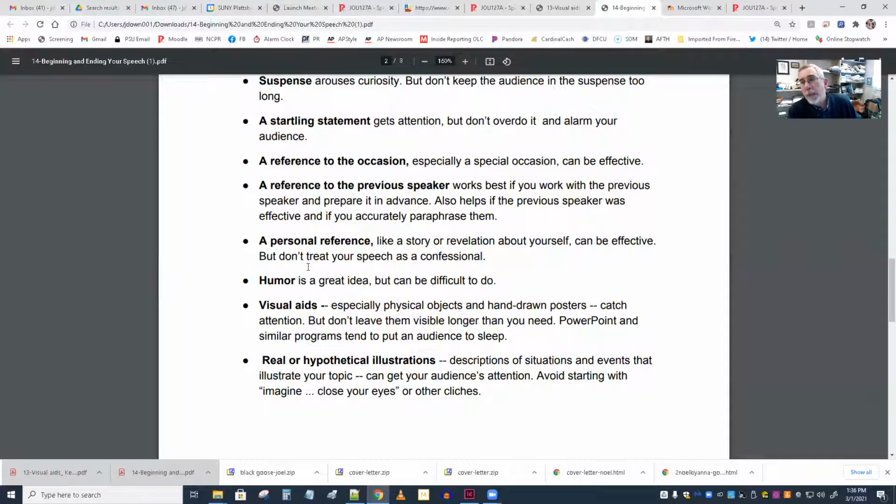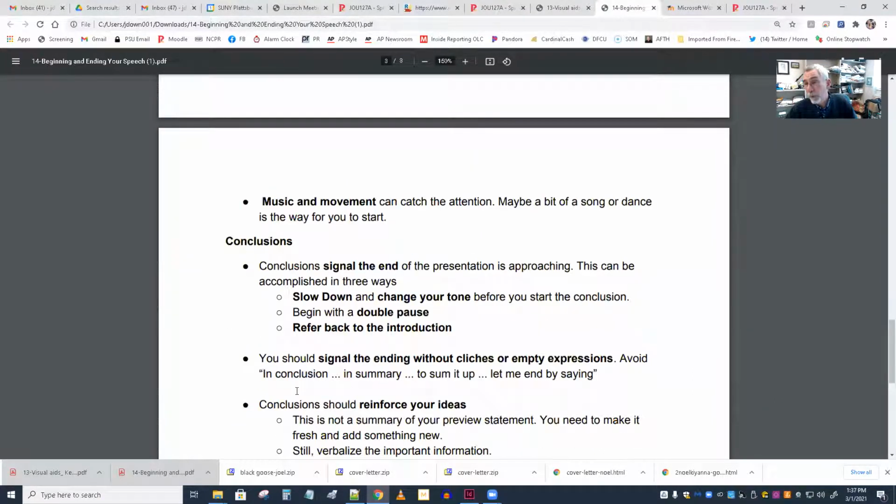Visual aids. I'm going to show the class in person some visual aids today. In other words, maybe a poster or an object that you could show. You just have to make sure you have a way not to show it through the entire talk unless you really want them to be looking at that, because if you have a thing there, they'll look at that more than looking at you or even listening to you. It can be distracting, but it can get attention. How about a real or hypothetical illustration? Try to describe an event, for instance, but don't say the cliched "imagine, close your eyes with me and imagine such and such." That idea, though, okay?